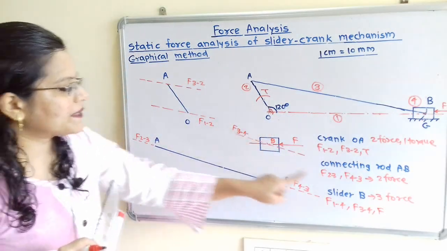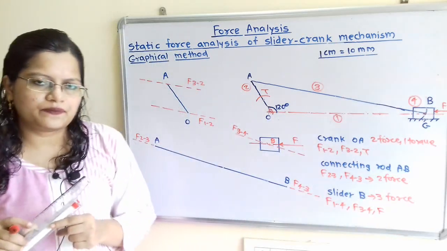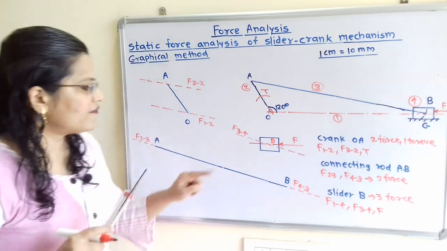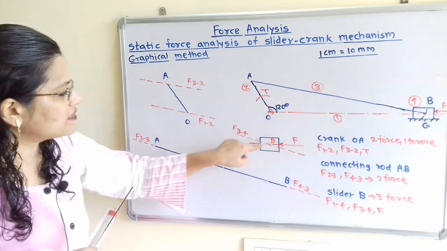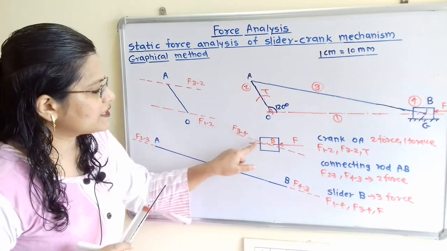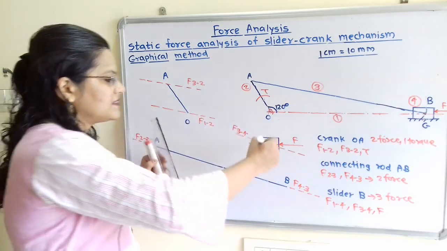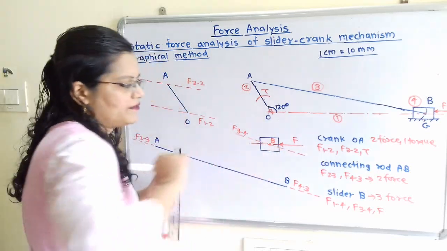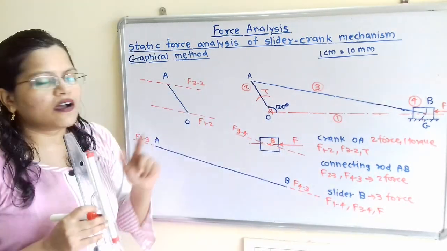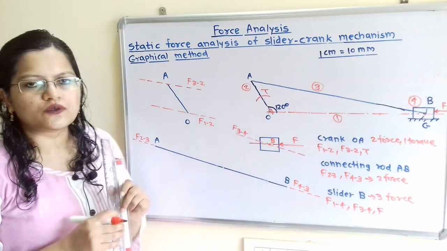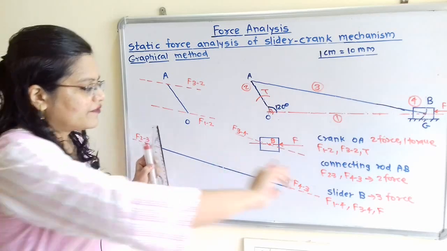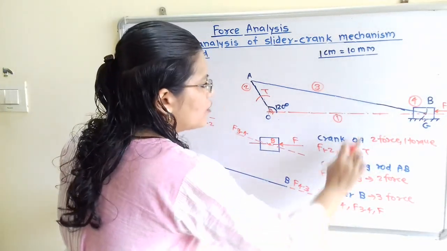Now the slider B is a 3 force member. So we have to find out the concurrent point. If we observe, if we extend this F, then it intersects at the center with this F of 3 to 4. Then the center is nothing but the concurrent point. Then what is the rule for this 3 force member? The third force should also pass through that concurrent point. So which is the third force? F of 1 to 4.